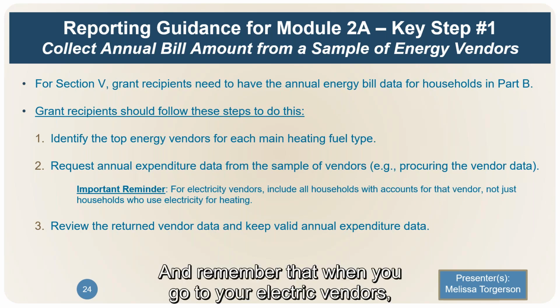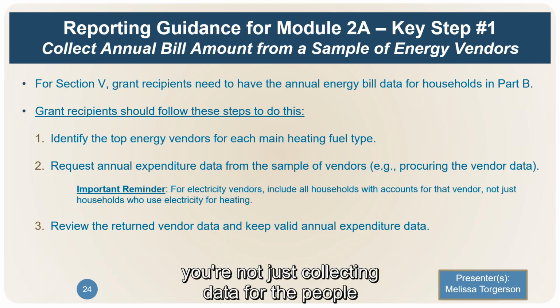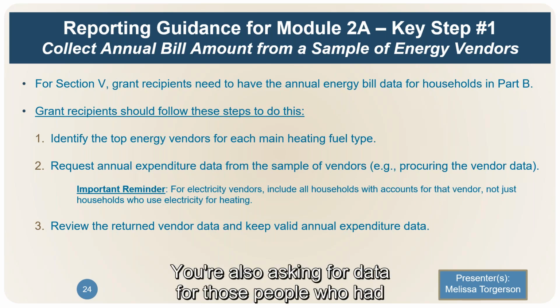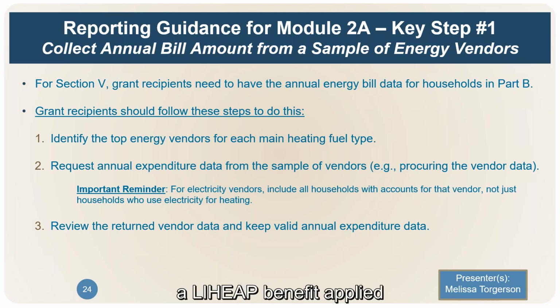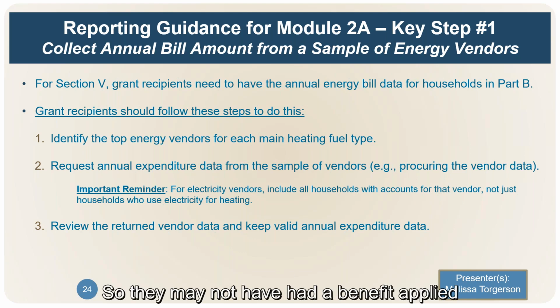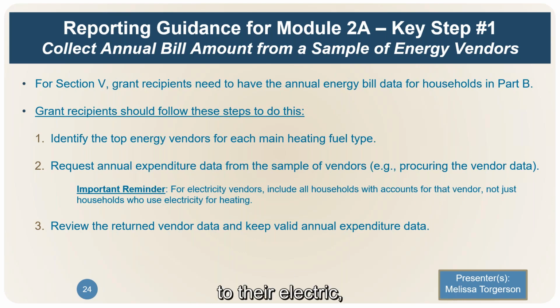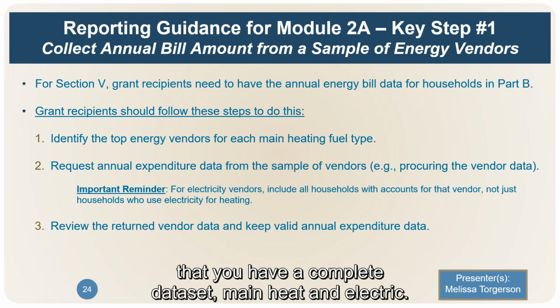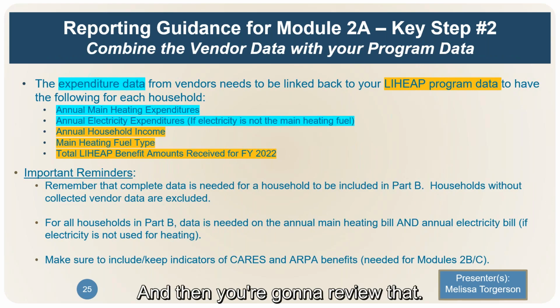And remember that when you go to your electric vendors, you're not just collecting data for the people who got a LIHEAP benefit applied to their electric. You're also asking for data for those people who had a LIHEAP benefit applied to their main heat gas account, for example. They may not have had a benefit applied to their electric, but you still may be requesting their electric data just so that you have a complete data set, main heat and electric. And then you're going to review that.